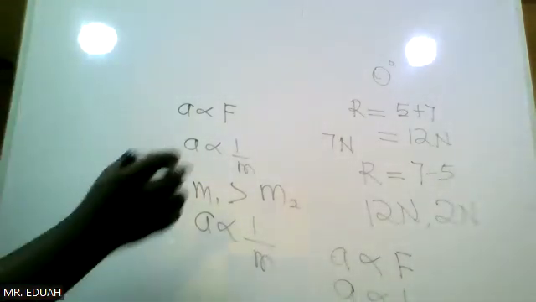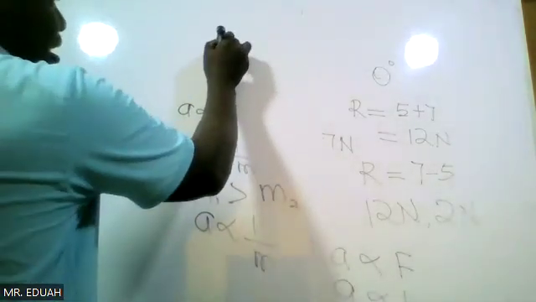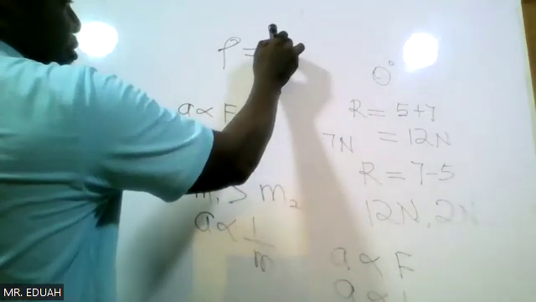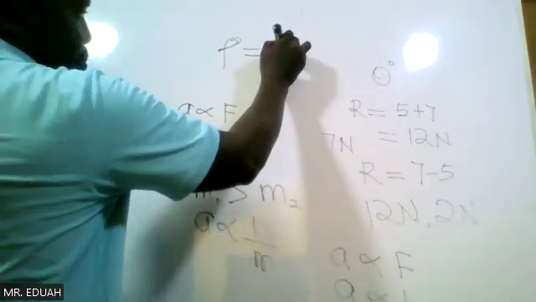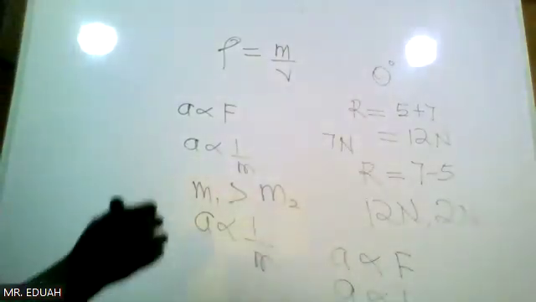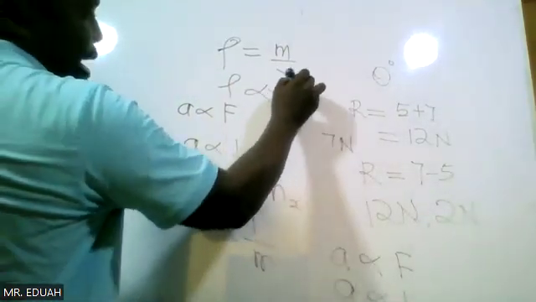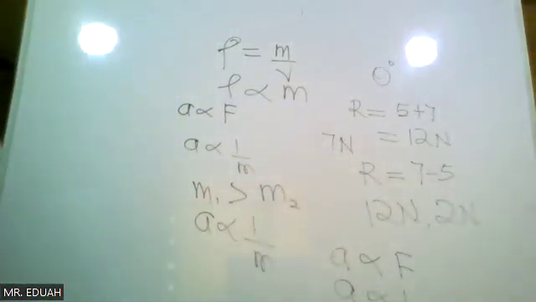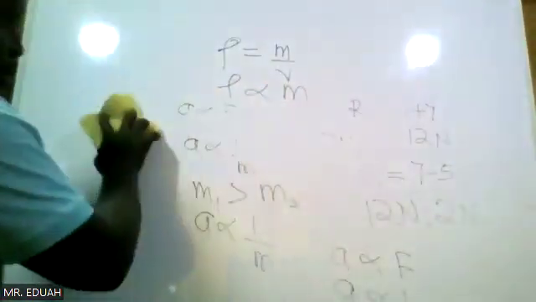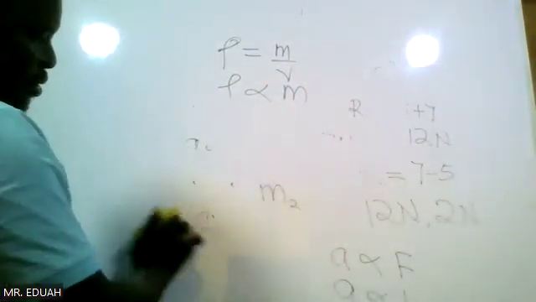Another example is density and volume. Density is equal to mass over volume. It means that density is directly proportional to mass. And the same density is inversely proportional to the volume.